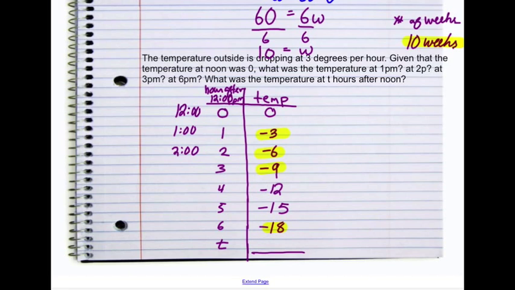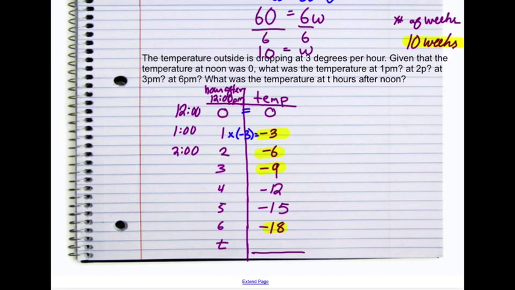And then it says, what's the temperature at T hours afternoon? Well, we're going to look for our pattern here. We'll start at 0. At 0 hours from 12, the temperature is 0 degrees. So these are equal to each other. At 1 hour, the temperature is -3 degrees. So if I multiply 1 times -3, I get that -3 degrees.